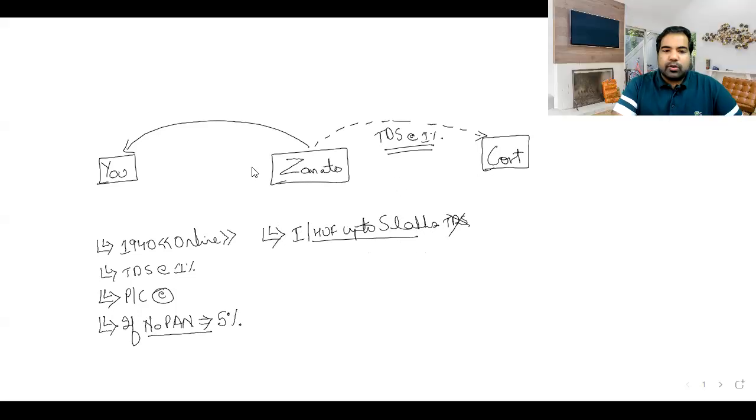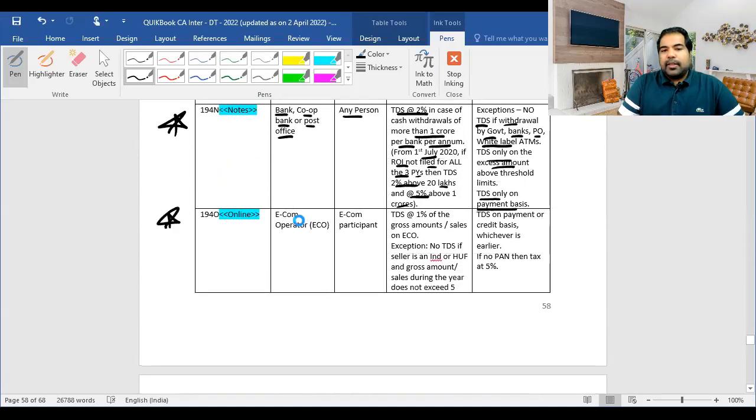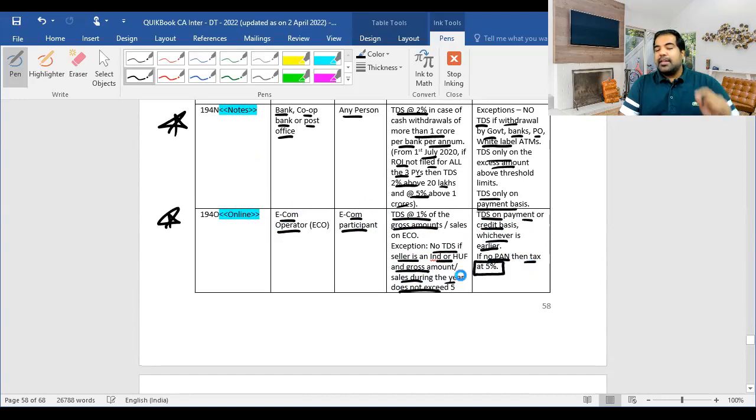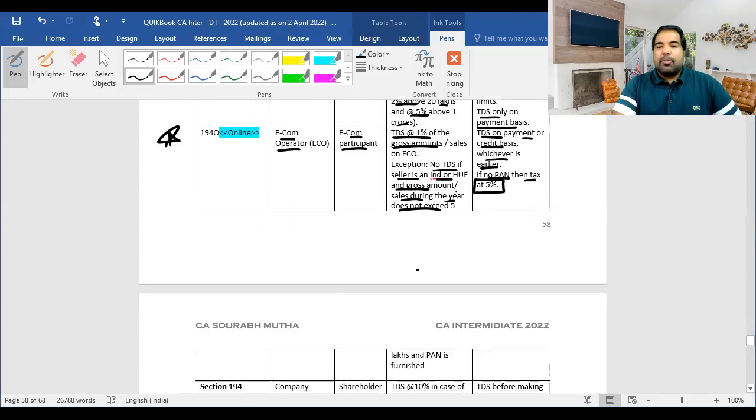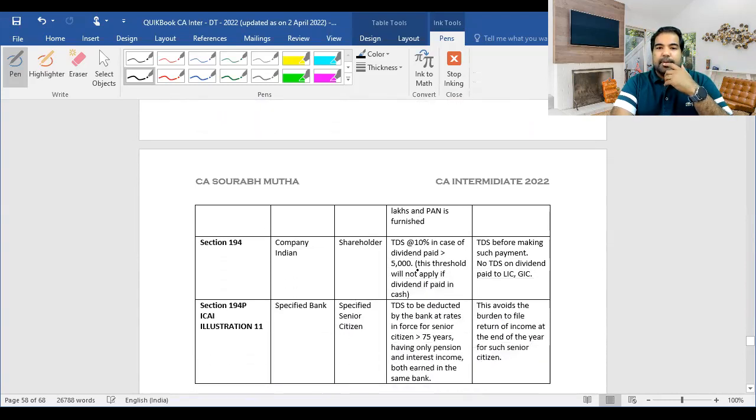I'm going to quickly show it to you from this list here. 194O: online, e-commerce operators, e-commerce participant, TDS at the rate of 1% on the gross amounts. No TDS if the seller is an individual or HUF and gross amount of sales during the year does not exceed 5 lakhs. TDS on payment or credit, whichever is earlier. If no PAN, then TDS at the rate of 5%. This is a very unique percentage because they don't want to make it 20%. So hence they kept it at 5%.